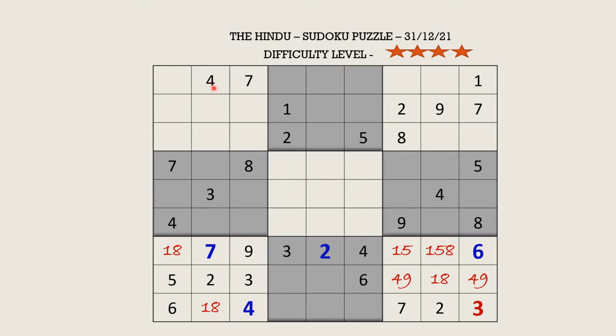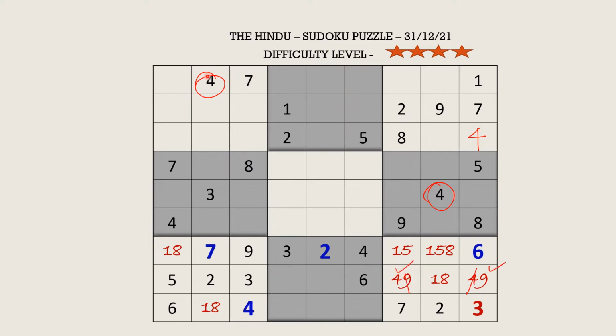There is a 4 here. This blocks this top row, sorry. And there is a 4 here which blocks these two cells. So in this block, this is the only cell where 4 can be. This 4 cancels out the 4 here. So this becomes 9 and this becomes 4.